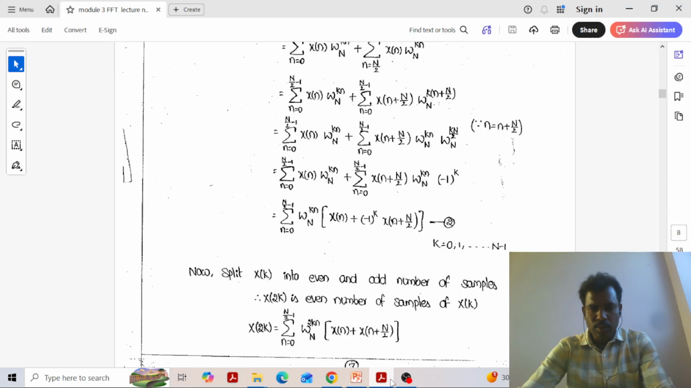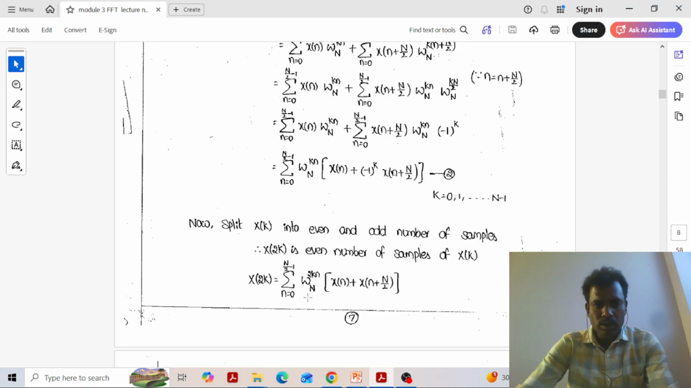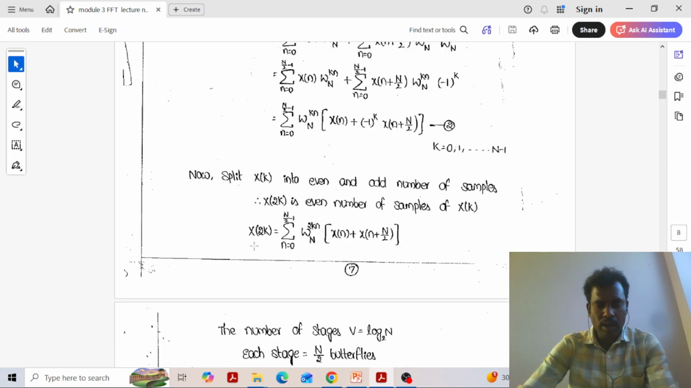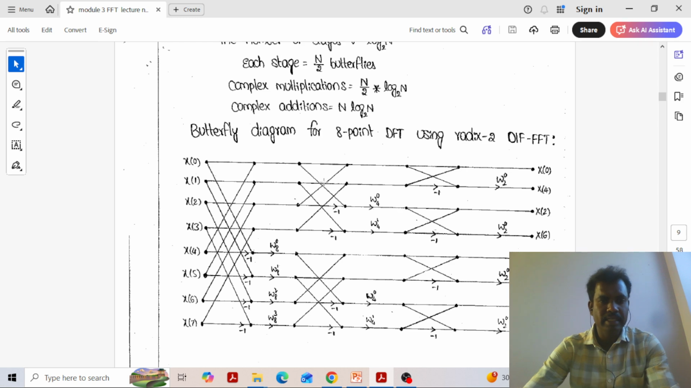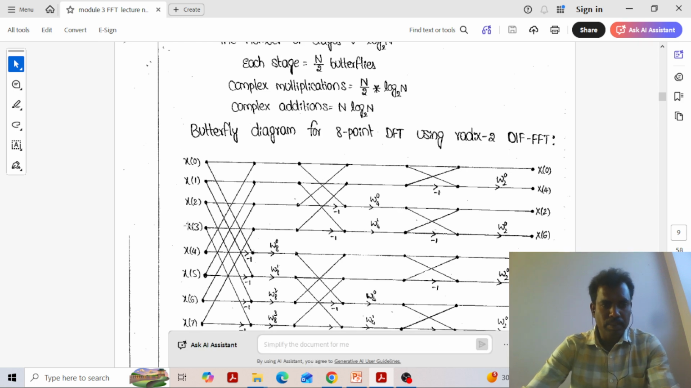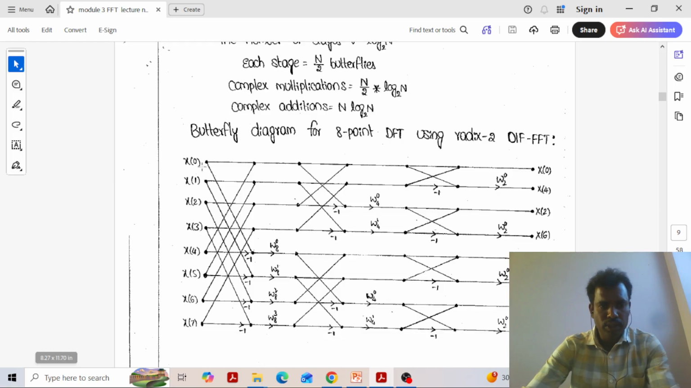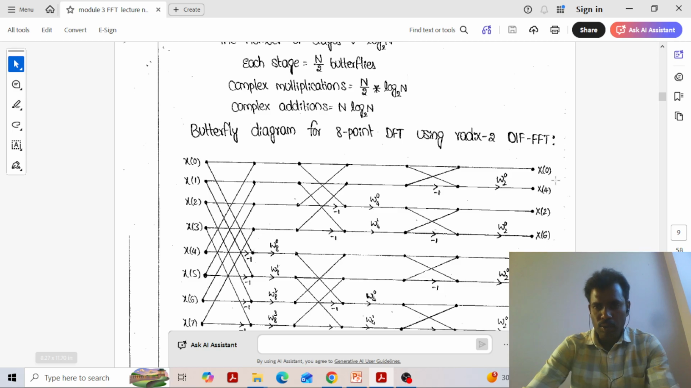Right. So now, X of 2k, the even output, is calculated by adding the input samples, and the odd output is calculated by subtracting the input samples. So this is input samples 0 to 7. The first half, 0 to 3, is added with the second half, 4 to 7, to find the even output sample. This is one iteration.